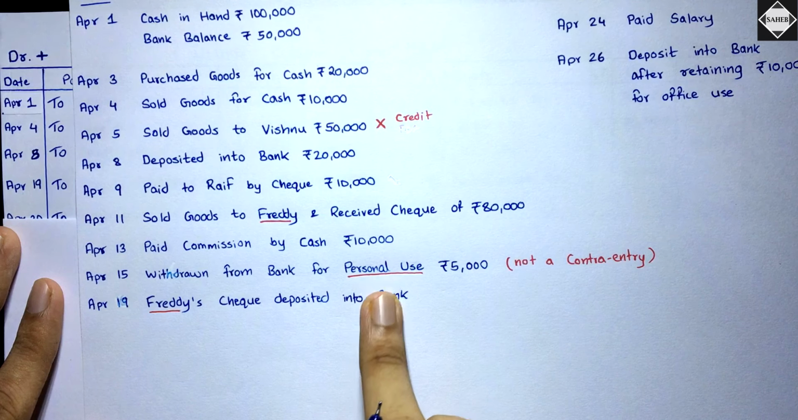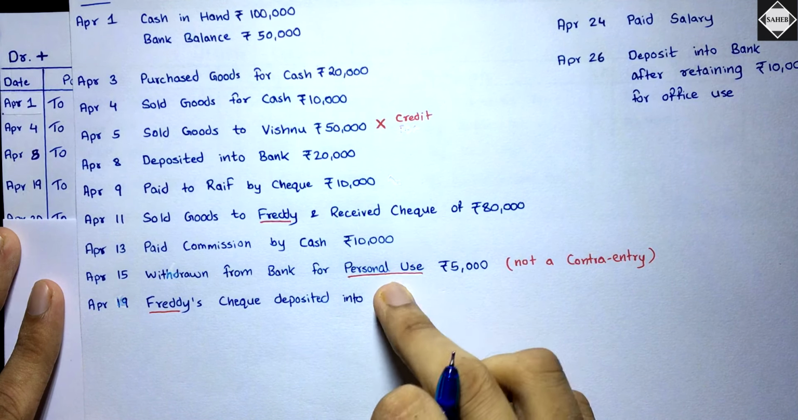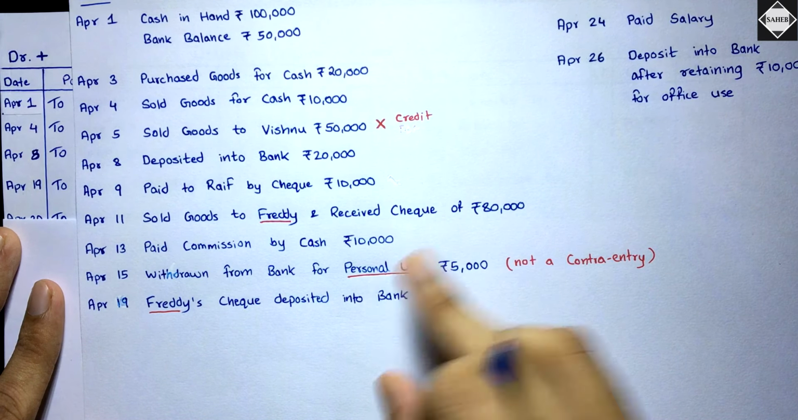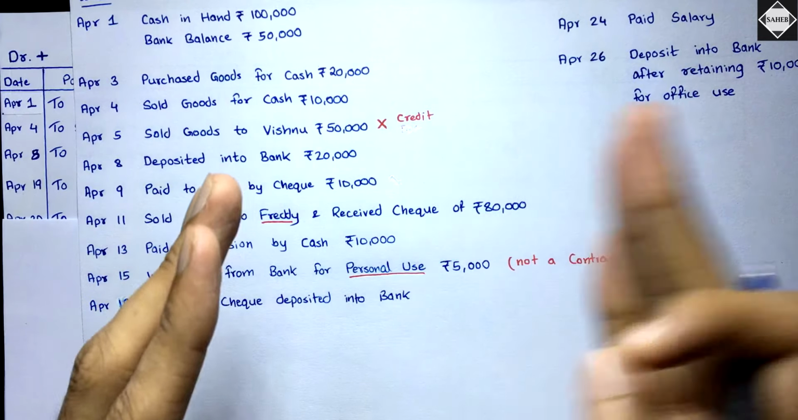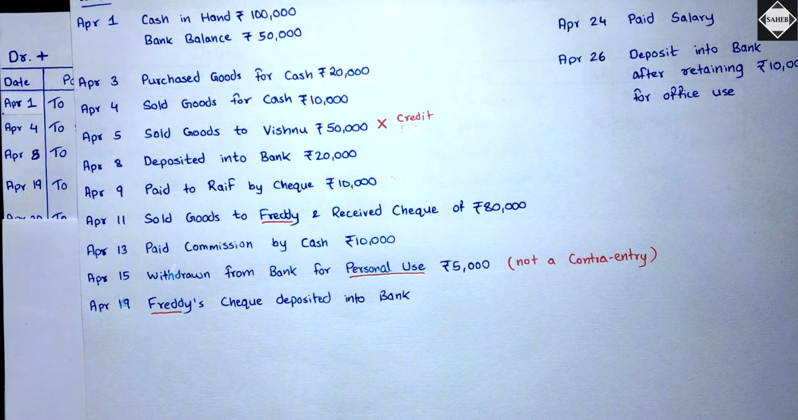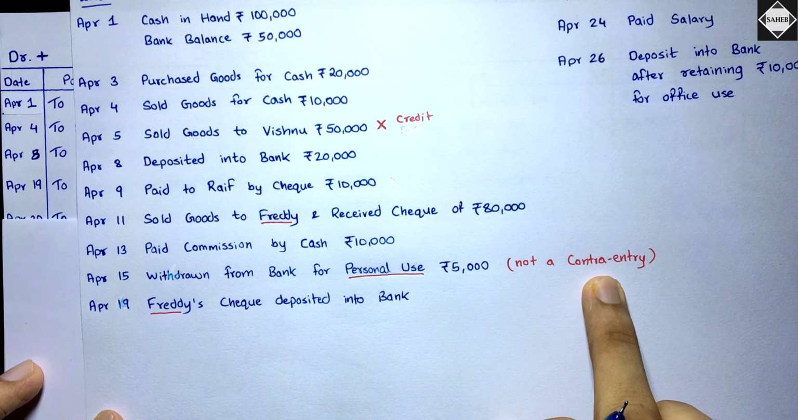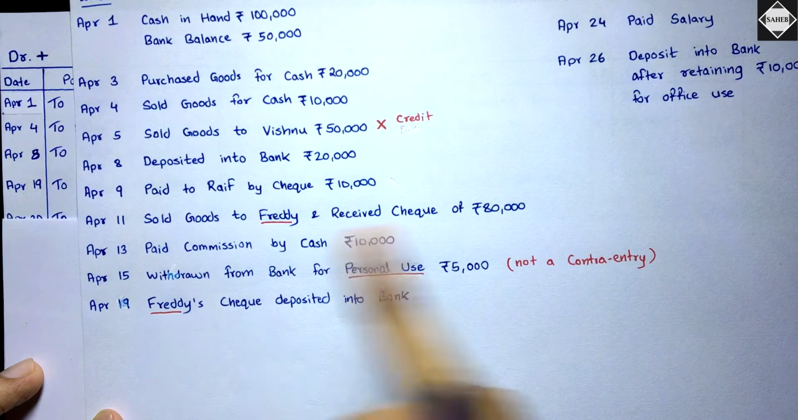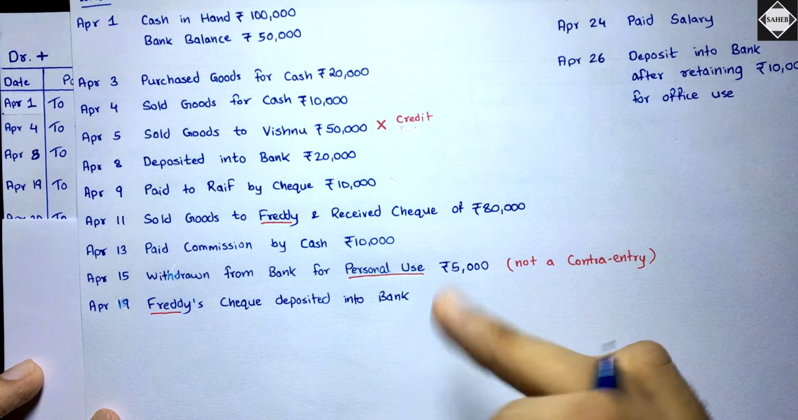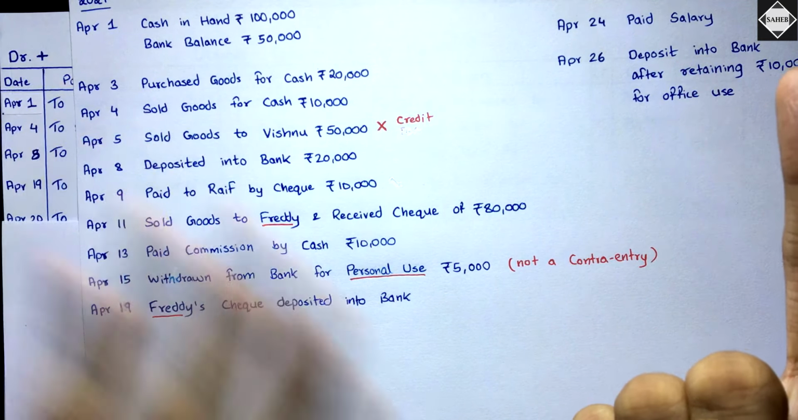Now whenever personal use comes, you have to understand, you have to take drawings account. Owner is taking the money to his home, not for business. Business is separate, owner is separate, entity concept, right? So what you have to do is you have to take drawings account over here, and this is not a contra entry. Of course this is withdrawal from the bank, but still this is not a contra entry because drawings account is involved over here. Bank account is decreasing, withdrawal has been done, but cash is not increasing over here.